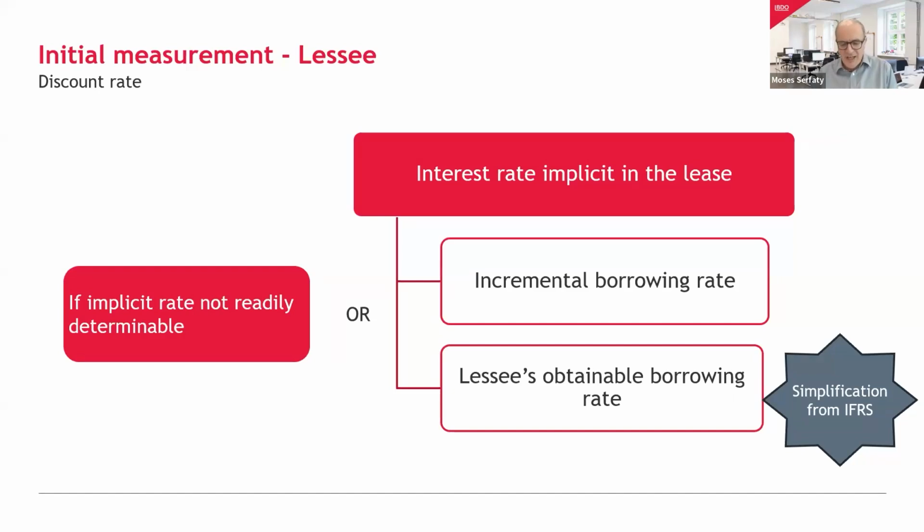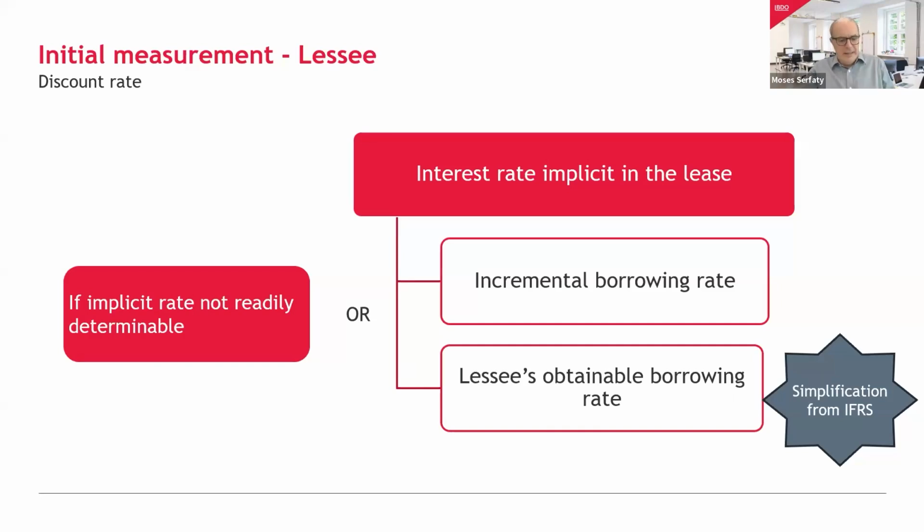the lessee's obtainable borrowing rate, which is defined as the amount of interest that the borrower or the lessee would need to borrow in order to pay the undiscounted lease payments. This latter one is a simplification from IFRS. Again, it remains to be seen how much take-up there will be on this. Determining an incremental borrowing rate, which is also required in IFRS, has not proven to be a big stumbling block for most preparers we have come across.